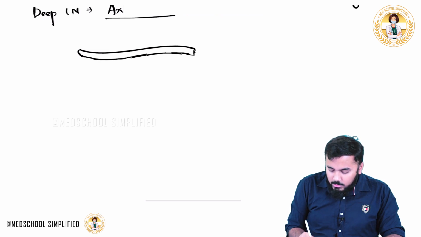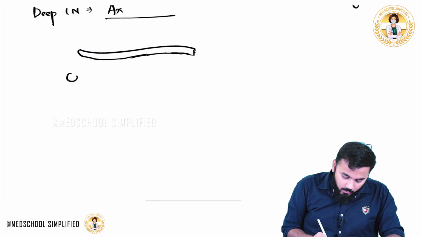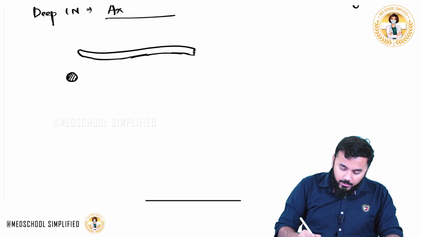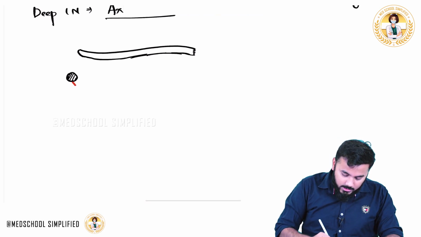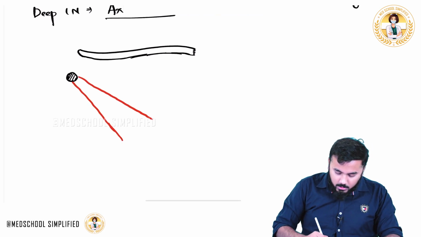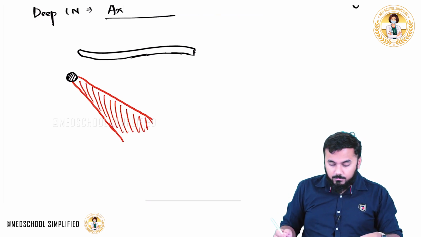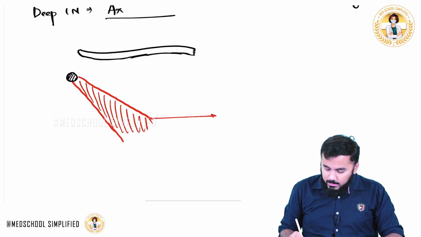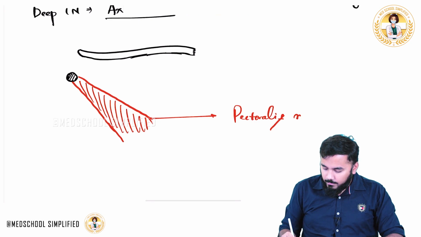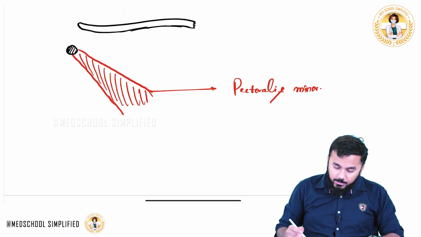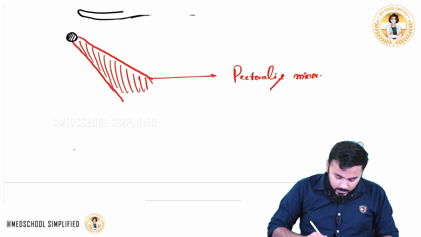So this is your clavicle, and here you have your coracoid process, the coracoid process of your scapula, you know that. Now from this coracoid process, what is the muscle that is coming out? This is your pectoralis minor muscle, right? And next important thing is that this is the vein called the basilic vein.